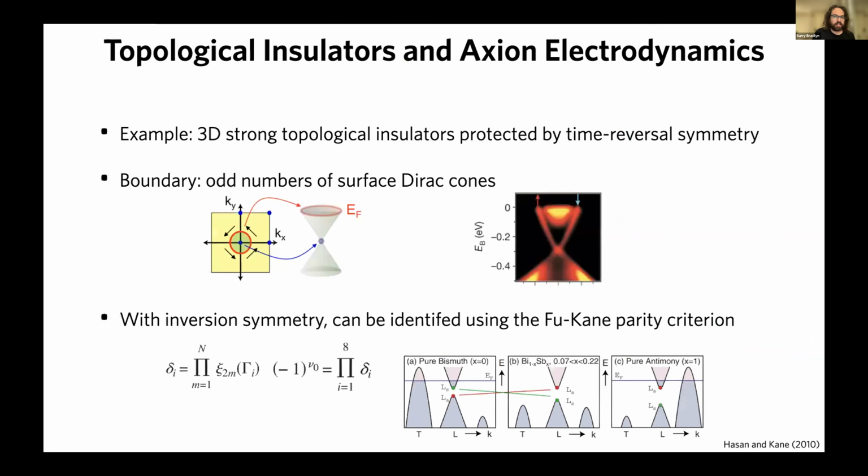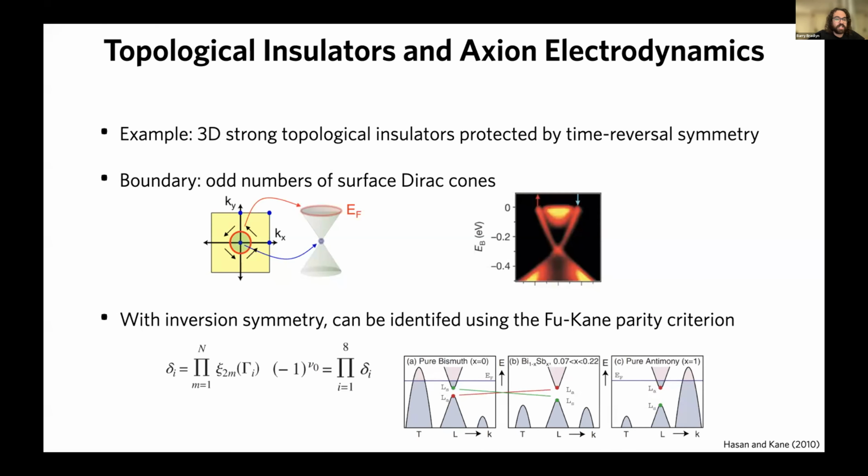So let's think about 3D topological insulators. The bulk is topologically non-trivial, which means that at an interface between the bulk and the vacuum, we expect to see surface states. In this case, a 3D TI is characterized by an odd number of surface Dirac cones. Here's an STM image of what that looks like in bismuth selenide. The only thing that we need to protect a 3D strong TI is time reversal symmetry.